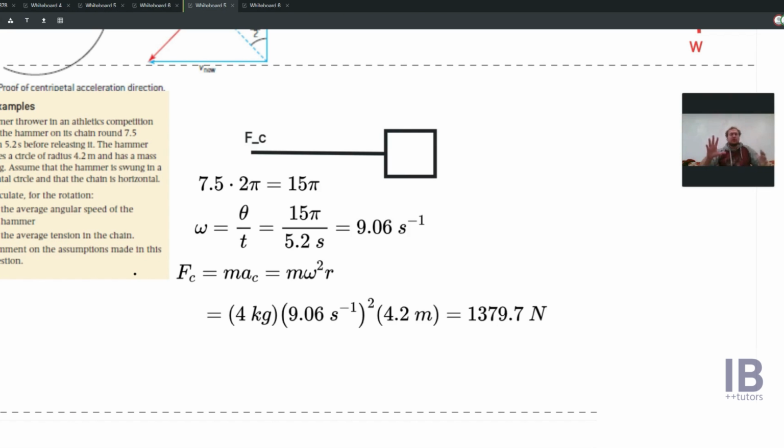But we just want to know about the forces that are taking place when he is swinging that hammer in a helicopter shape. And so we're given effectively how fast he swings this hammer, because we're given that he does this many rotations in 5.2 seconds.